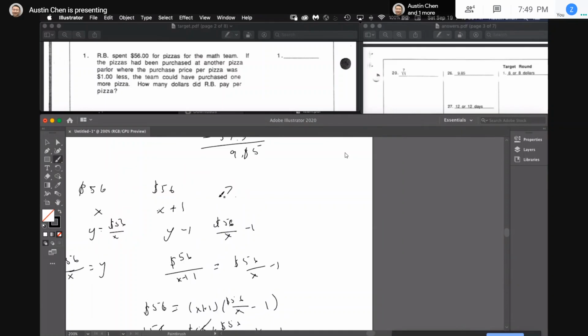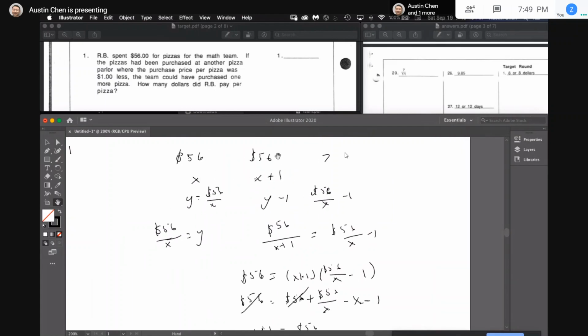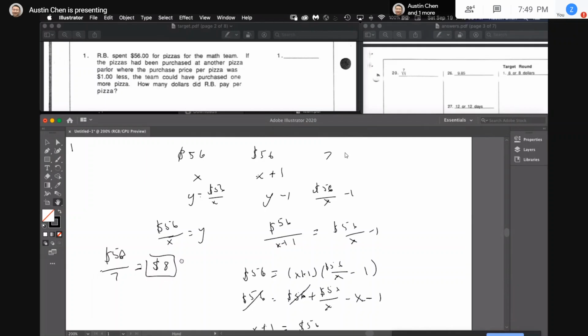So if they bought 7 pizzas with $56, then that means the dollars per pizza was $56 over the number of pizzas they bought, or 7. So that equals $8. And that is your answer. Anything you want to say, Bill?